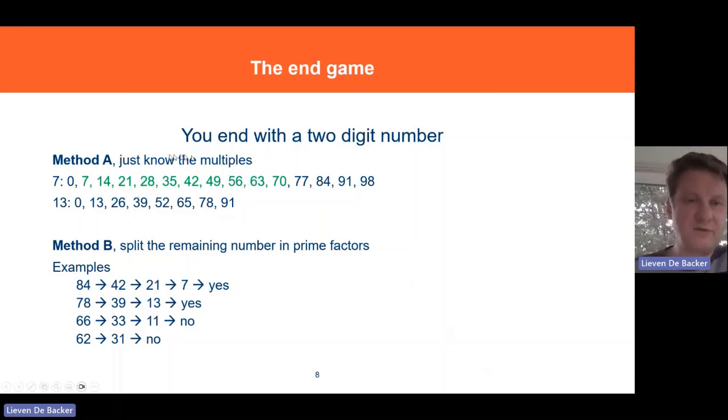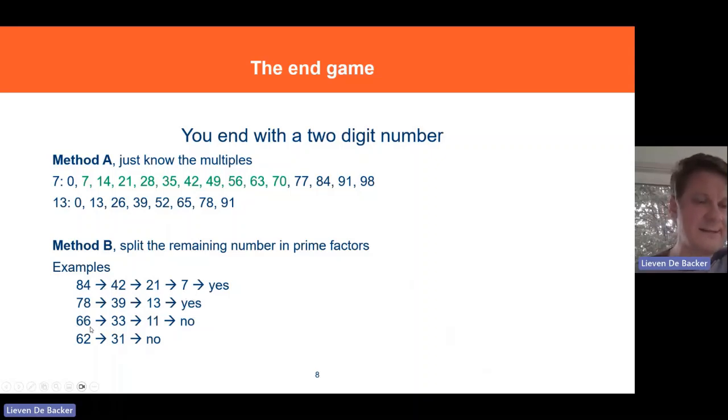The other method, if you don't want to know things by heart, is splitting the remaining 2-digit number in prime factors. If you're interested, this is something that's very easy for you. So let's say you find 84, you see it's divisible by 2, so you divide by 2, you find 42, divide again by 2, you get 21, which you know is divisible by 3, so you divide the 3 away, and then you find the 7. Let's say you find 78, it's an even number, so you divide by 2, then you find 39. 3 and 9 are both divisible by 3, so you know this number is divisible by 3. It's an easy division, you find 13. Okay, this one is divisible by 13.